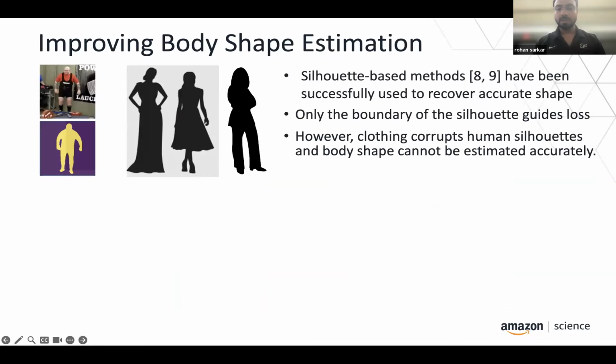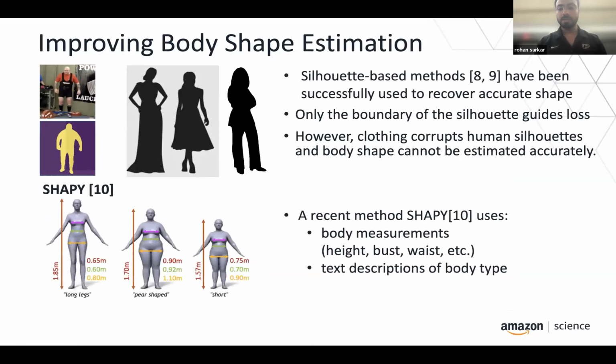Some prior methods have used body silhouettes to accurately recover body shape. This works for 3D animal reconstruction and people wearing skin-tight clothes. However, for such silhouette-based methods, only the boundary of the silhouette guides the loss, and human clothing often corrupts the silhouettes, as you can see in the examples on the right, and hence body shape cannot be estimated accurately.